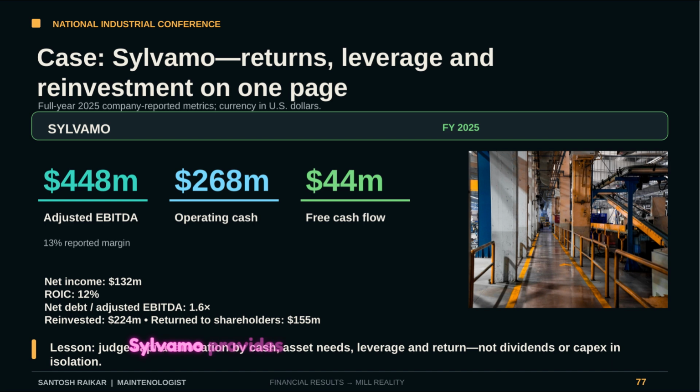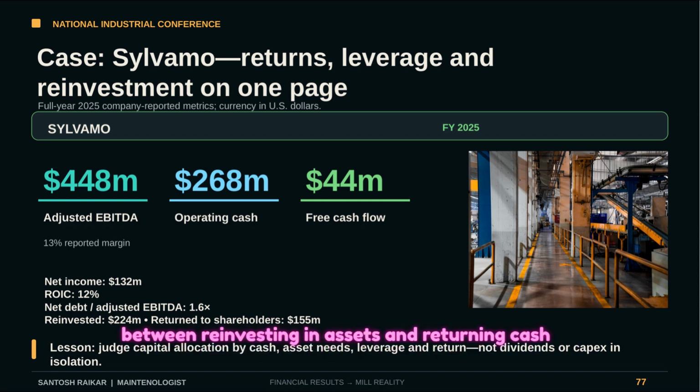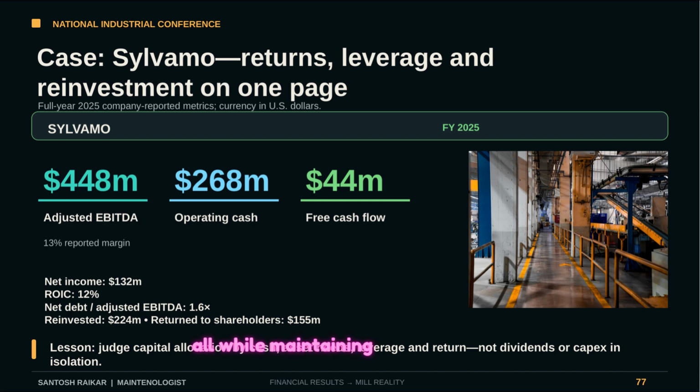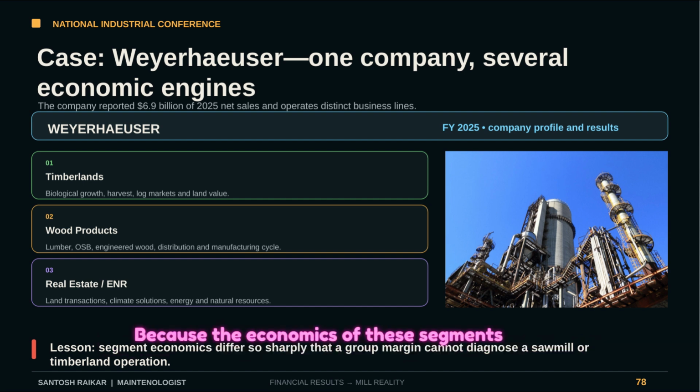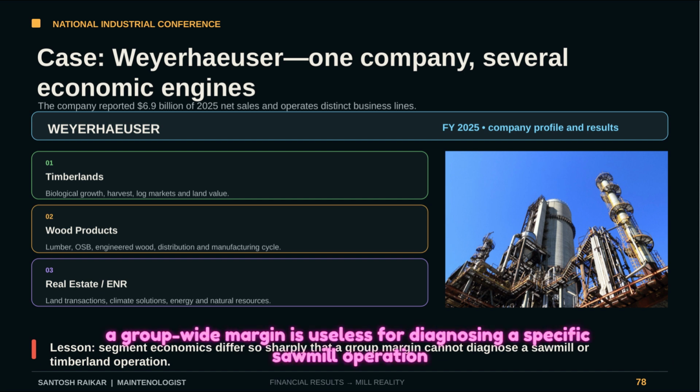performance. Silvamo provides a good look at capital allocation. You have to judge their performance by the balance between reinvesting in assets and returning cash to shareholders, all while maintaining a healthy ROIC. Weyerhaeuser operates distinct engines: timberlands versus wood products. Because the economics of these segments are so different, a group-wide margin is useless for diagnosing a specific sawmill operation.